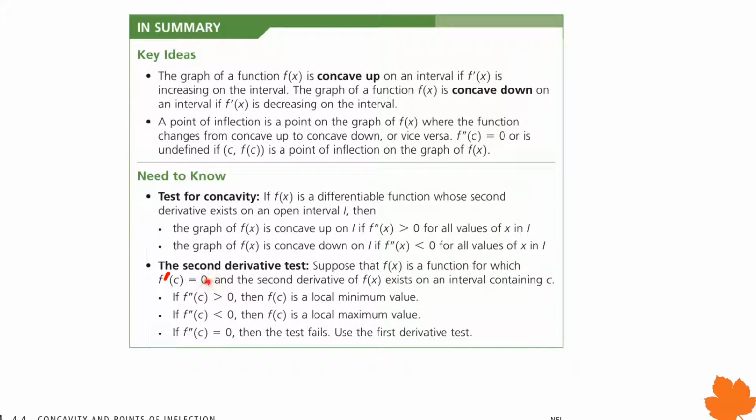Second derivative test. Suppose that f of x is a function for which f prime of c is 0, and the second derivative of f of x exists on an interval containing c. If f double prime of c is positive, f of c is a local minimum value of the function. If it is negative, f of c is a local maximum. If f double prime of c is 0, this test fails and we have to use the first derivative test.